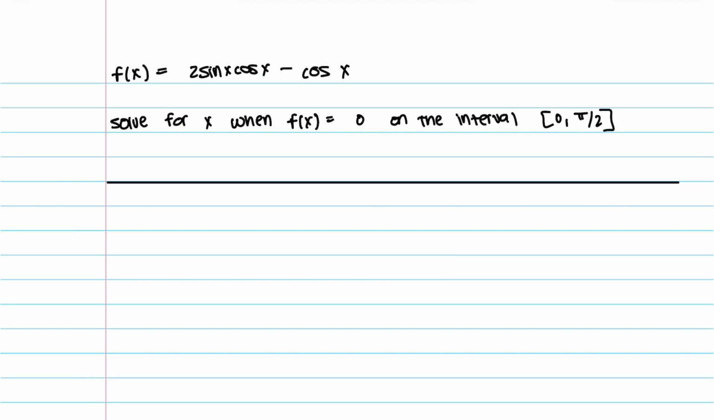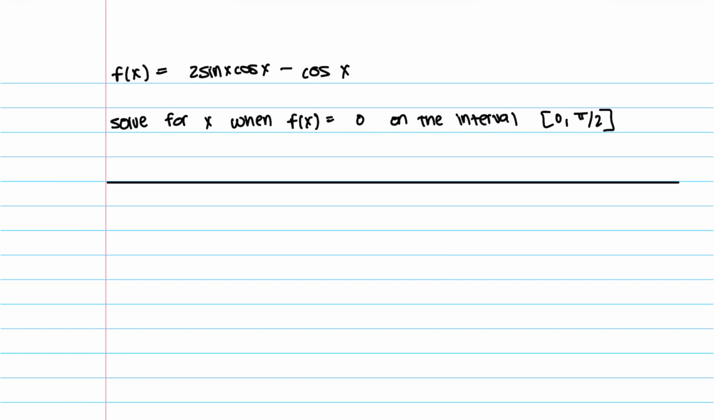In our first example, we have a function f of x, which is 2 times sine of x times cosine of x minus cosine of x. And we want to go ahead and solve for x when f of x assumes a value of 0 on the interval 0 to pi over 2.